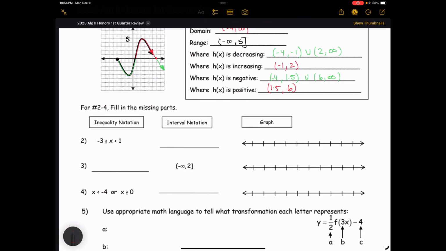All right, number 2. We're going to write -3 is less than or equal to x, which is less than 1, in interval notation. So this means -3 to 1. We're not including 1, so it's a parentheses. However, we're including -3, so it gets the bracket.